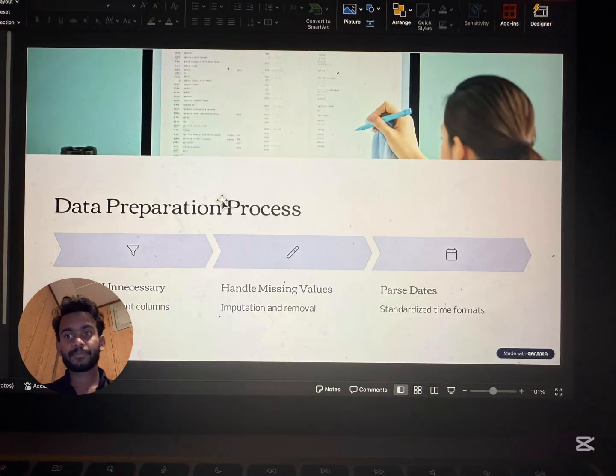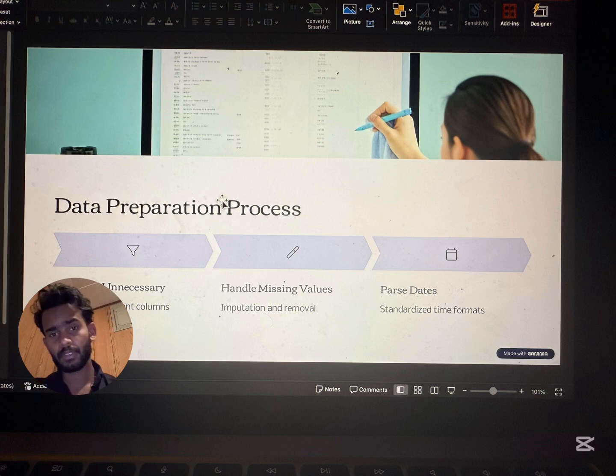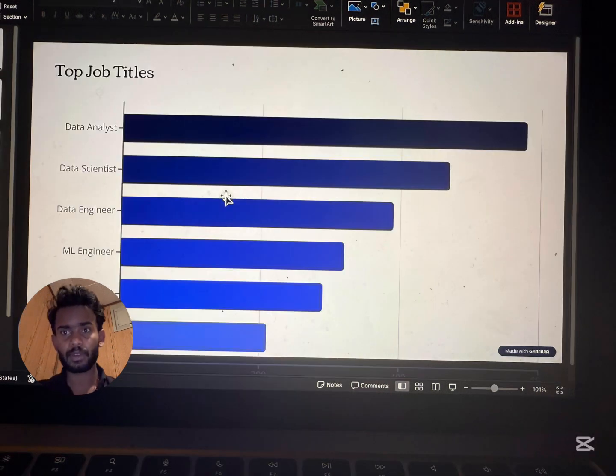After cleaning the data, I visualized the top job titles, which you will see when you open my project. Data analyst and data scientist were the most common, showing a high demand for analytics roles.